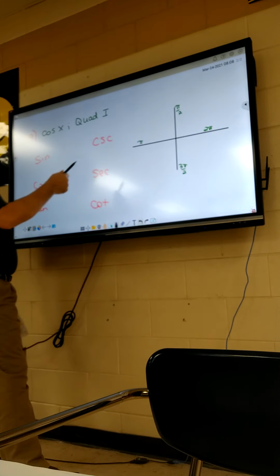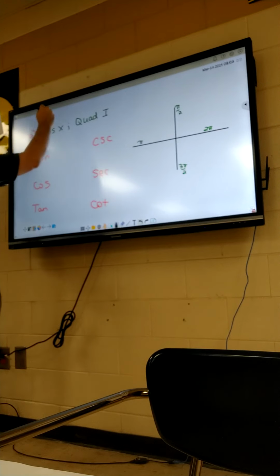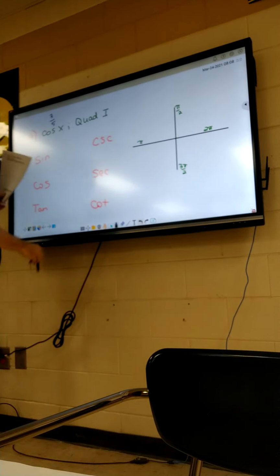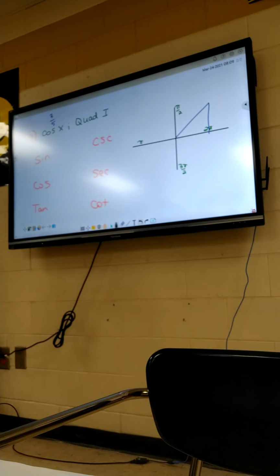All right, so it says, cosine of x is 3 over 5. So here's what we got to do. Y'all got to draw a triangle in quadrant 1. Draw one.